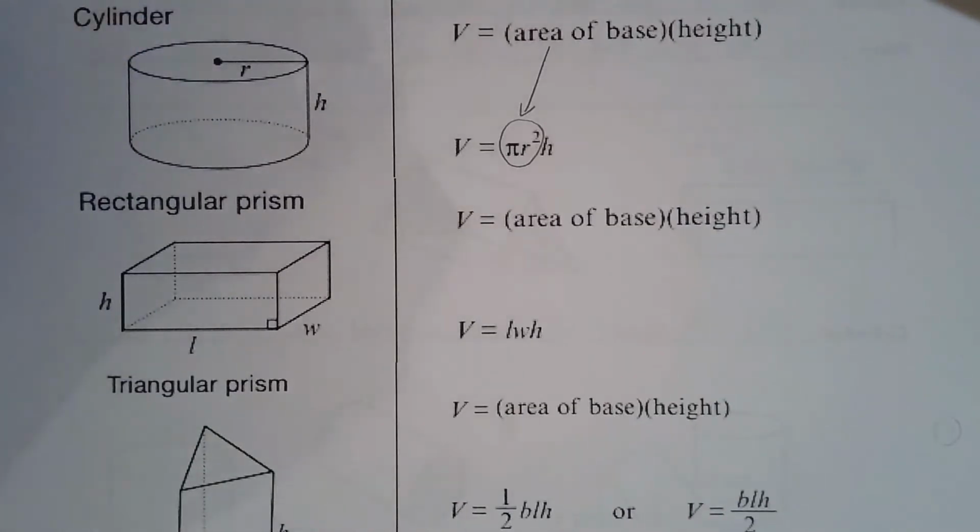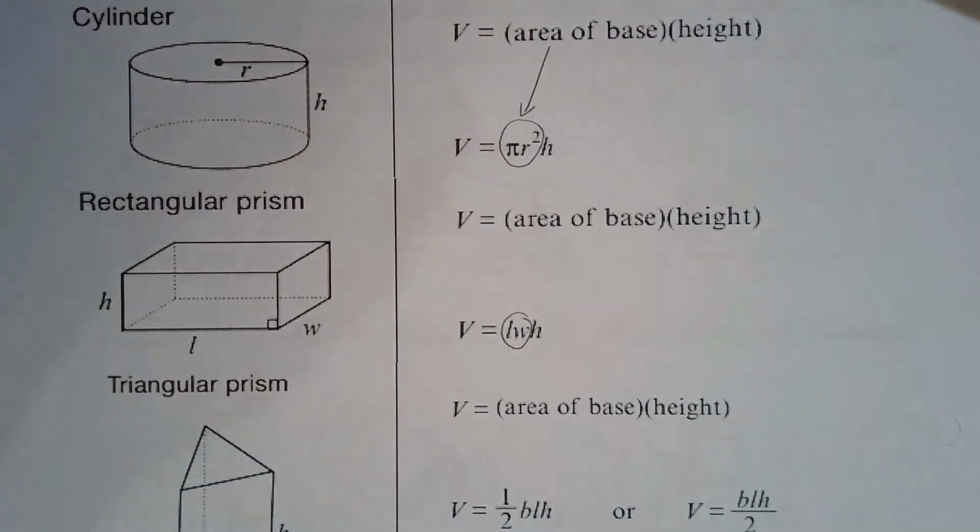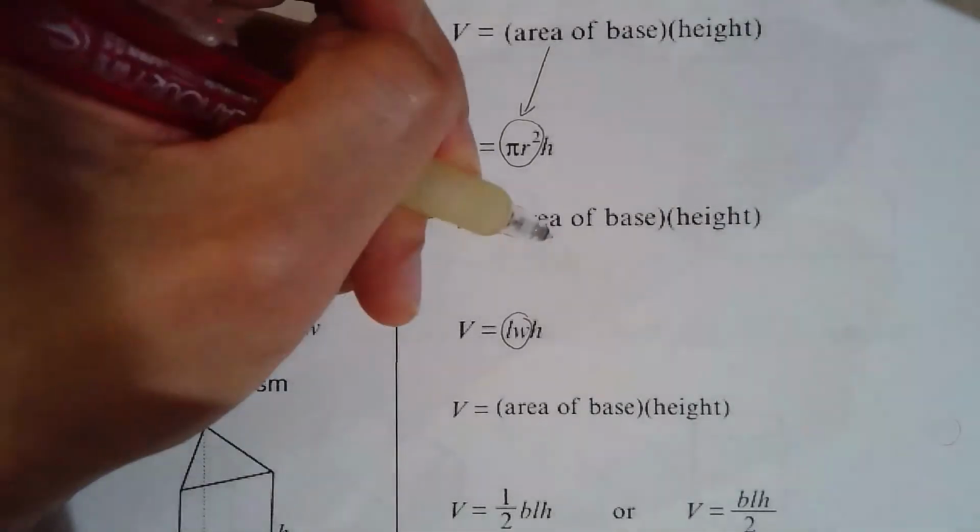Okay, what about rectangular prism? Well, what's the base? The base is a rectangle. So that's why it's length times width times height.